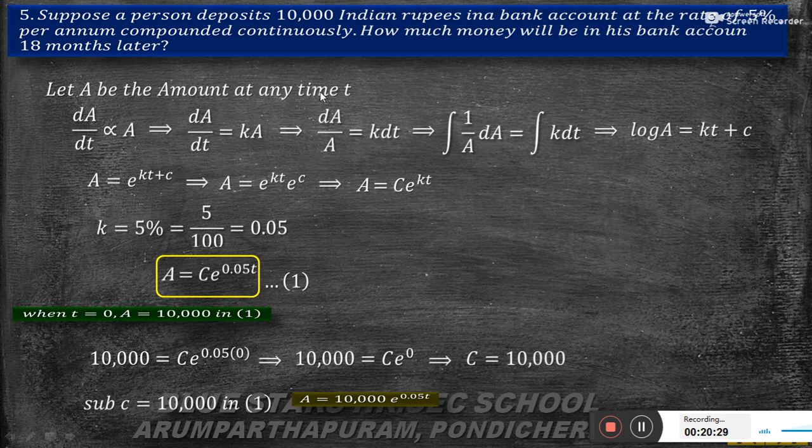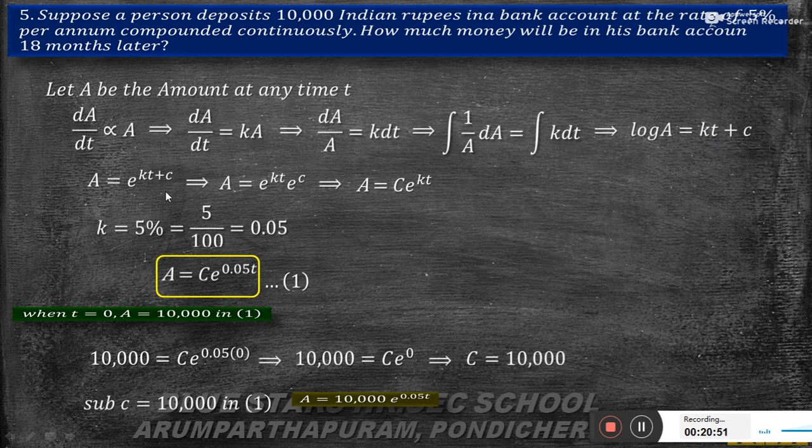Now I group the A terms and t terms. So I write dA by A equal to k dt. The next step, I take the integration on both sides. So integral 1 by A dA equal to integral k dt. The integration of 1 by A is log A. So log A equal to kt plus C.